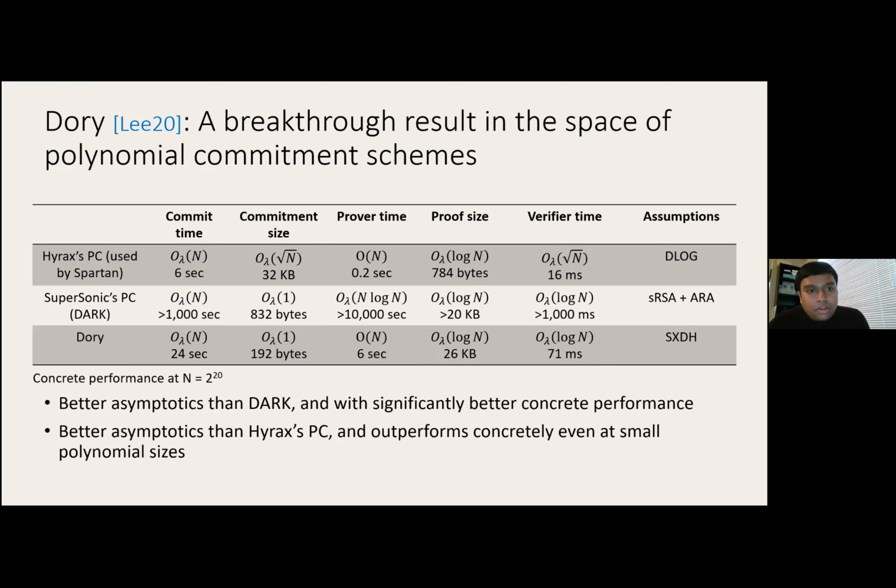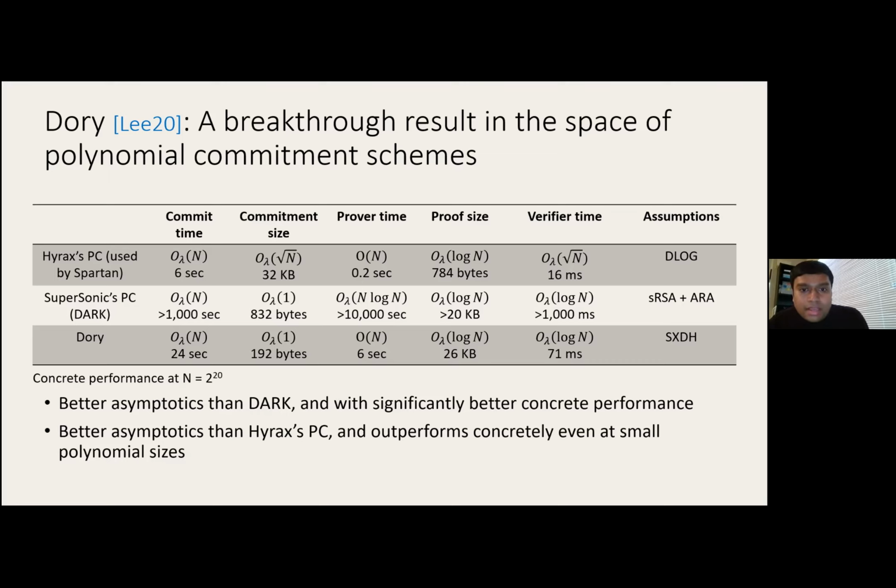Second, Dory also has better asymptotics than Hyrax's polynomial commitment scheme, and it outperforms that scheme even at small polynomial sizes. For example, Dory's commitment time is slightly larger by a constant factor. But if you look at the commitment size, it's constant sized.